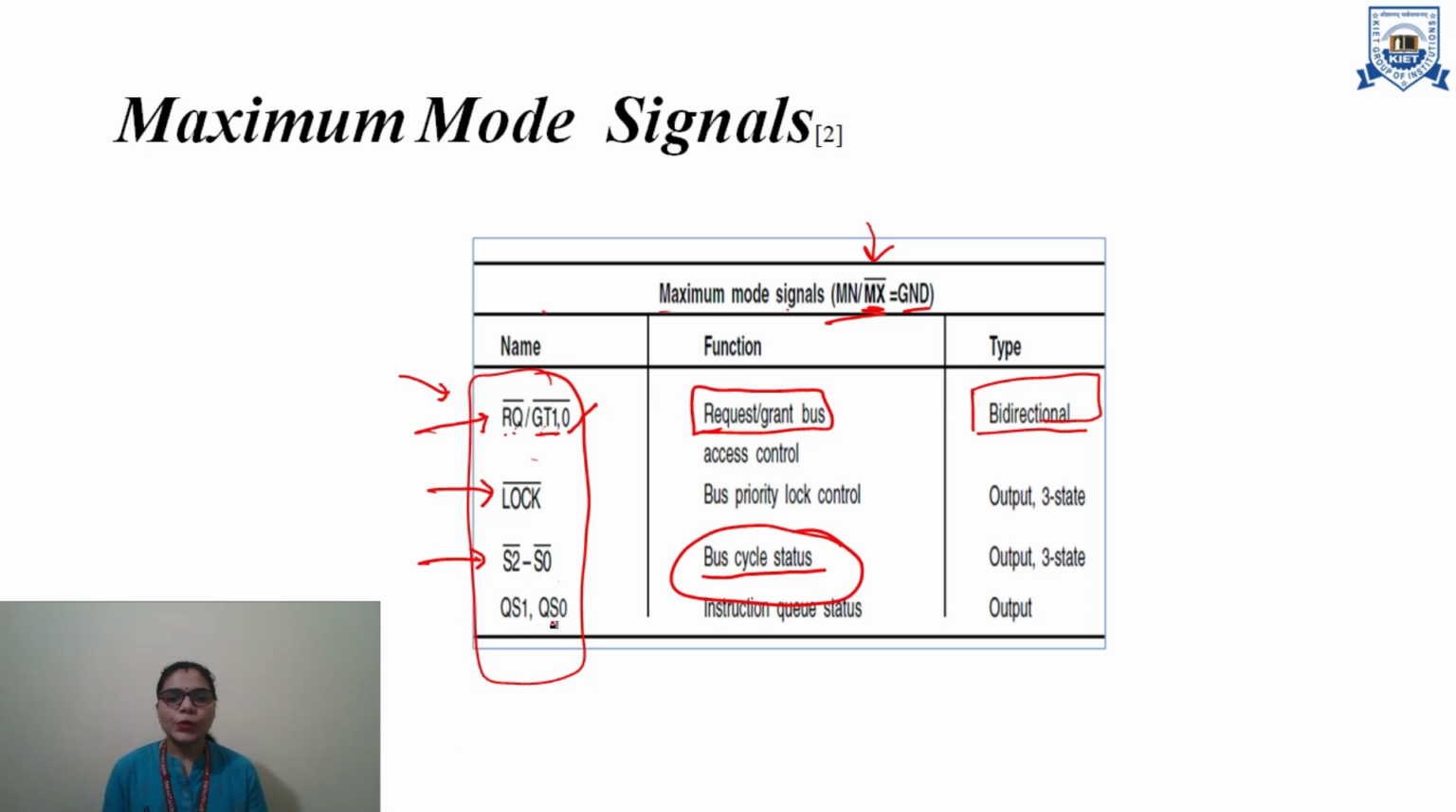Next, QS0, QS1, instruction queue status. The bus interface unit has a queue where the instruction bytes are prefetched and stored. So these two pins will show the status of that queue.